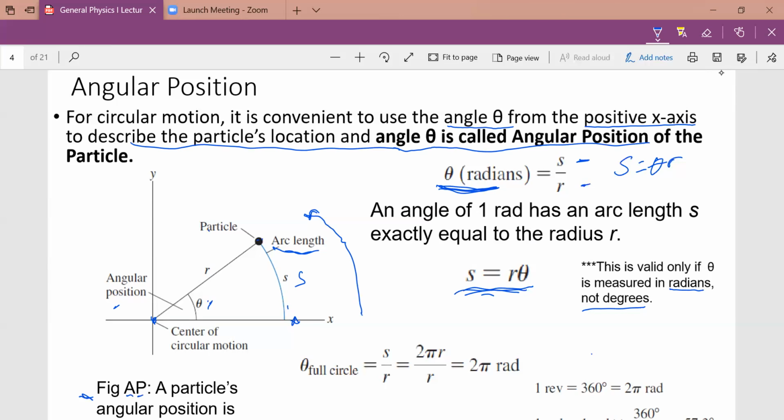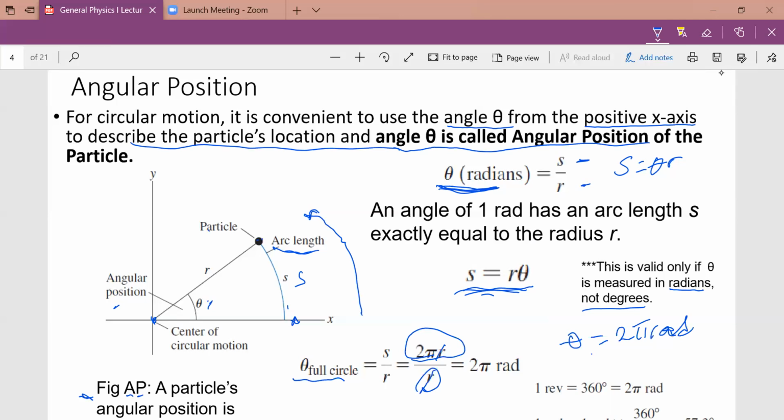What happens if the particle completes a full circle? We know the circumference of a circle. So the distance covered, which is the arc length, will be the circumference of a circle, which is 2 pi r, over the radius of that circle. So this takes care of this. That is how I arrived at theta equal to 2 pi rad for a full circle.